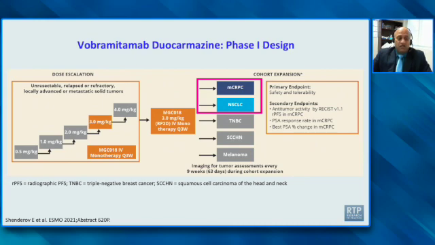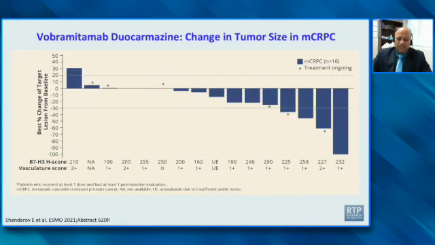Within this phase 1 trial with vobramitamab, there was typical dose escalation followed by an expansion phase, in particular metastatic castration-resistant prostate cancer, as well as non-small cell lung cancer. The primary endpoint, of course, was safety and tolerability. And as we've seen with other metastatic castration-resistant prostate cancer trials with B7-H3 antibody drug conjugates, you see a reduction in tumor for the patients who have measurable disease. And obviously, there were several patients still ongoing when this data came out.